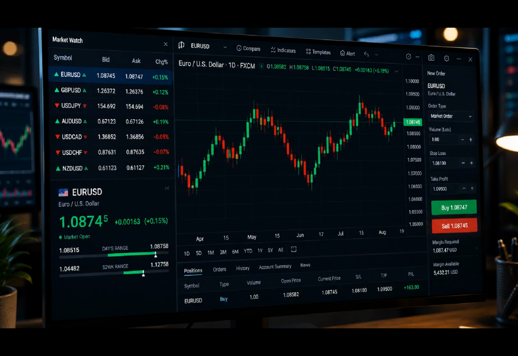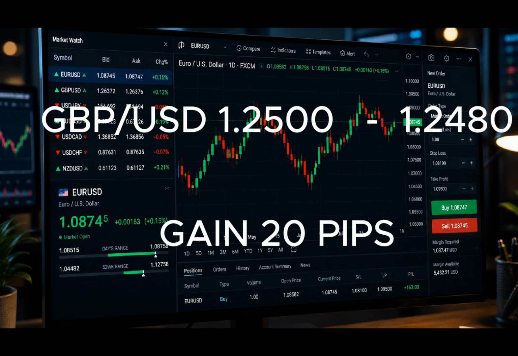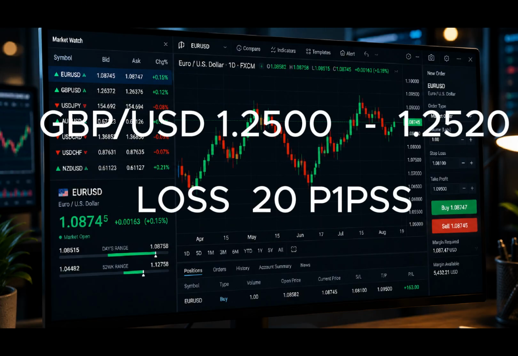Now let's look at a sell trade. Suppose you sell GBP/USD at 1.2500 because you expect the price to fall. A few hours later, the price drops to 1.2480. The difference between the two prices is 20 pips. Since you sold first and the market moved downward, you gained 20 pips on the trade. However, if you had sold at 1.2500 and the price increased to 1.2520, the market would have moved 20 pips against you, and you would have lost 20 pips.